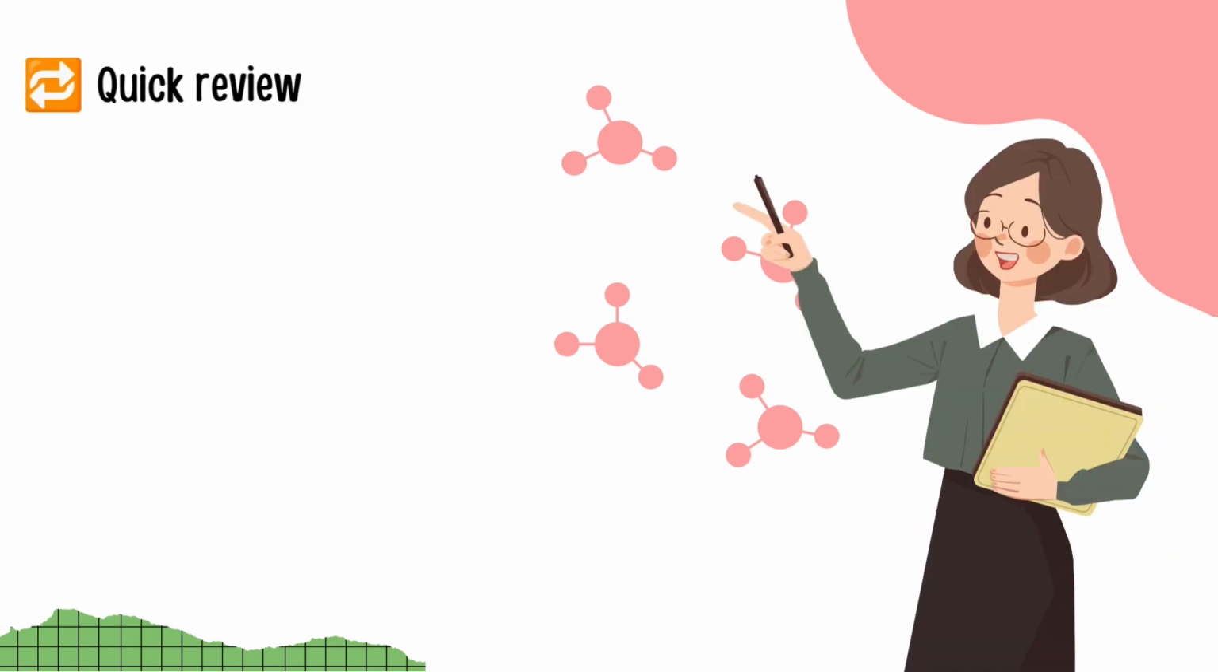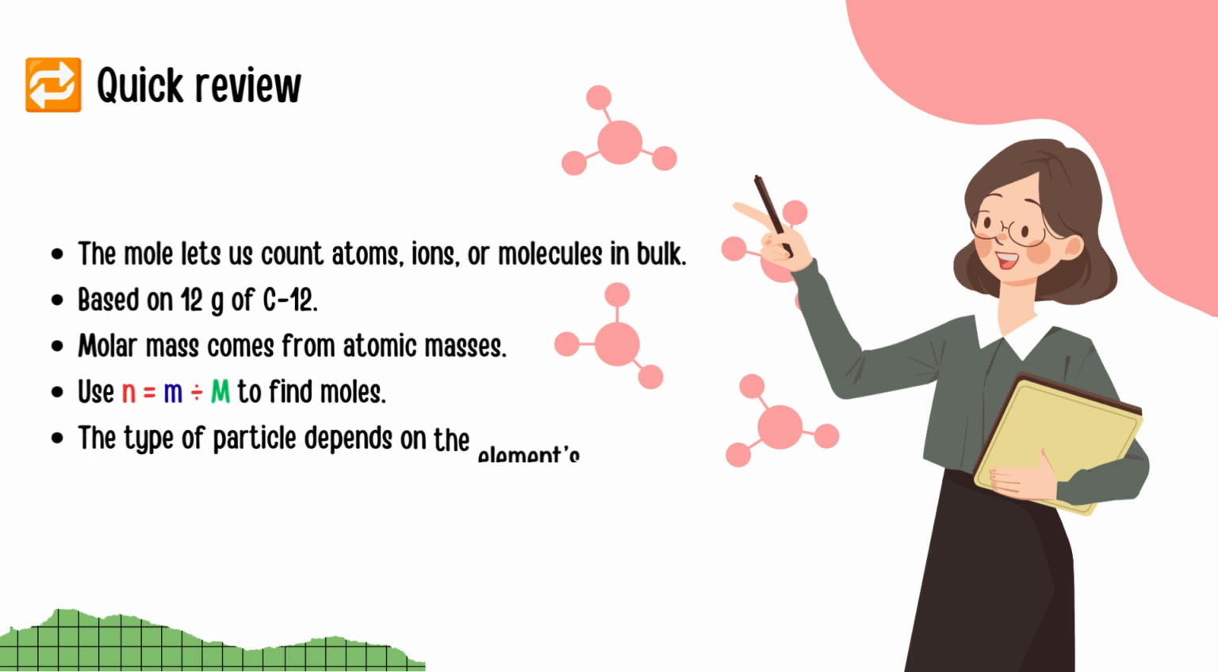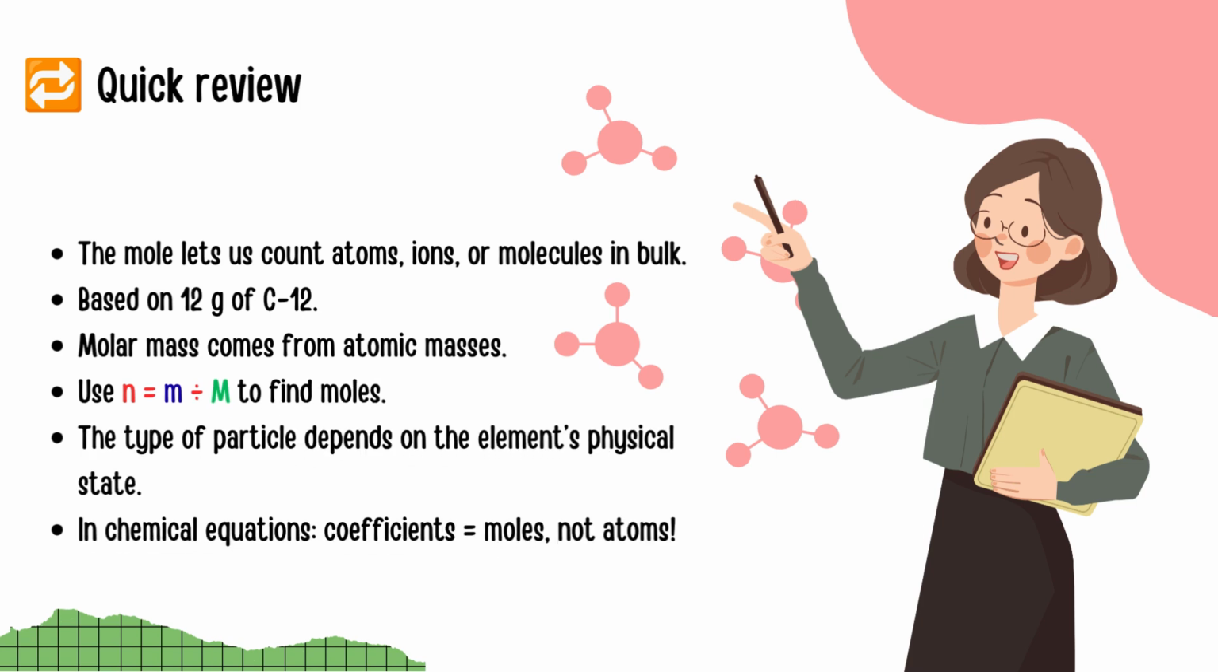Time for a lightning-fast review. The mole allows us to count atoms, ions, and molecules in bulk quantities, defined using 12 grams of carbon-12. Molar mass matches the periodic table's atomic mass. Calculate moles easily with n equals m divided by M. Particle structure depends on the element's physical state. In chemical equations, reaction coefficients represent moles, not single atoms.